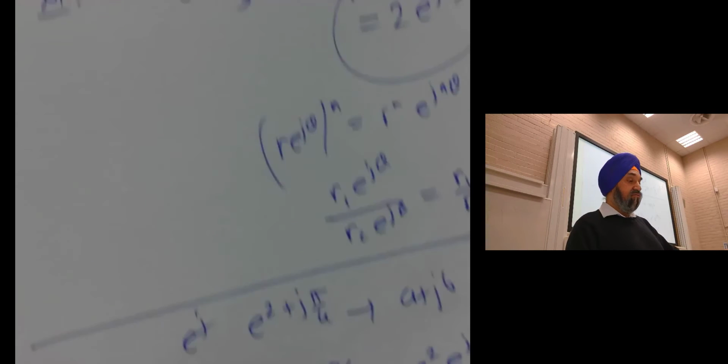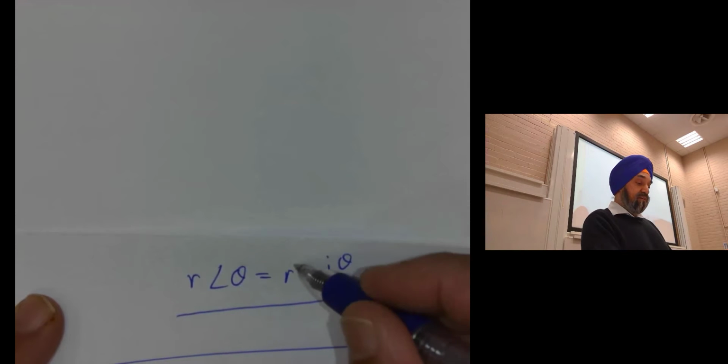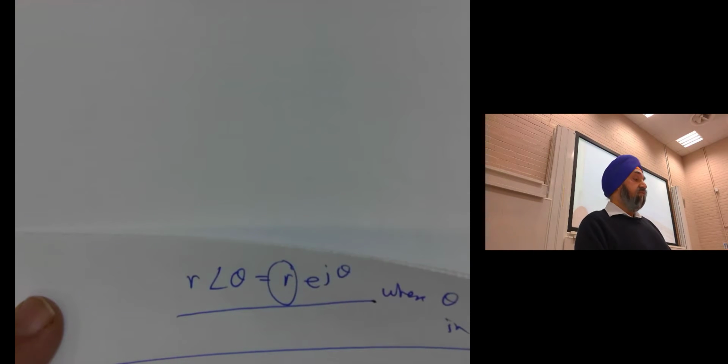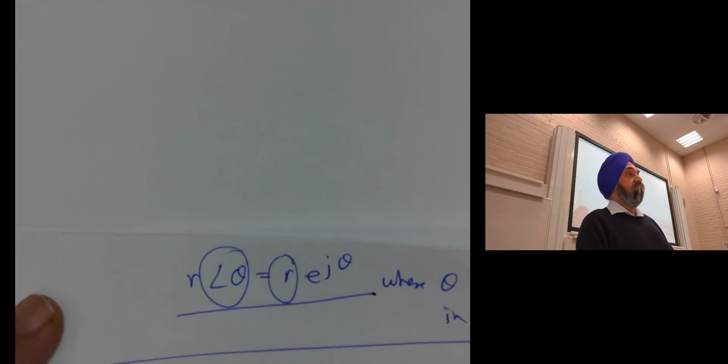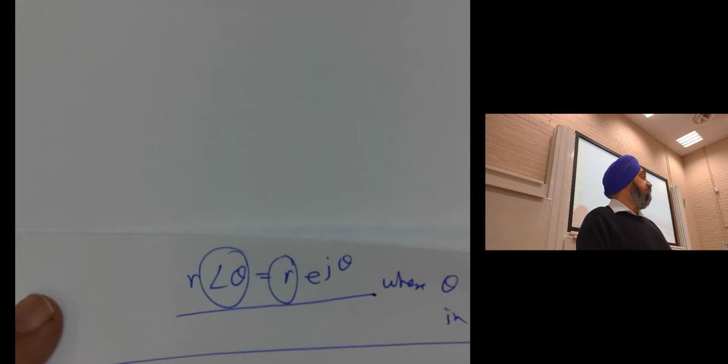Let me go back and remind you. This is what it is. You've got the r bit. This was e squared. What about e to the j theta? How do we write that? What does this thing here mean? You put it in rectangular form. What does it mean?